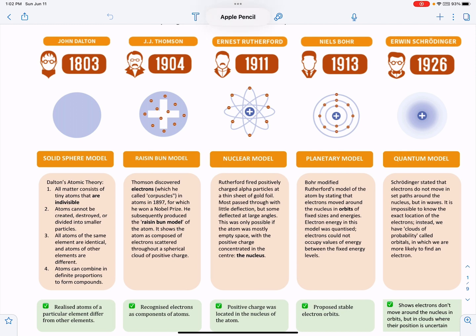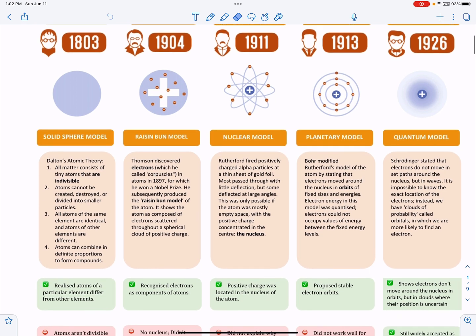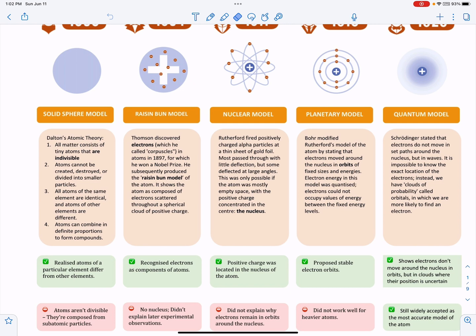Number 3, all atoms of the same element are identical, and atoms of other elements are different. Atoms can be combined in definite proportions to form compounds is the 4th postulate and concludes Dalton's atomic theory. Now, this theory held true and realized that atoms of different elements differed from other elements. What it did not address is that atoms aren't indivisible. They are composed of subatomic particles, which we will talk about shortly.